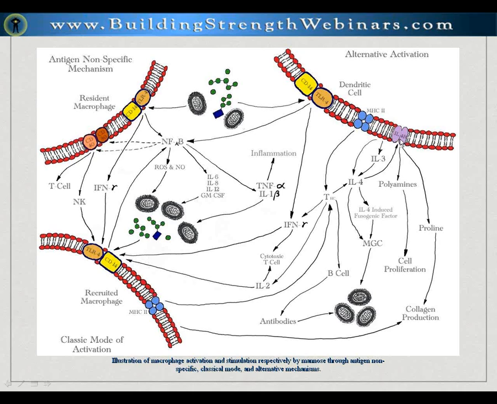The IL-4 receptor is also activated, and so this causes the production of proline, polyamines, and collagen. So this helps aid in wound healing. And that's kind of a quick run through. This illustrates macrophage activation. There are 3 different ways that it's activated, and mannose can work through all 3 of those ways at the same time, depending on how much is there.